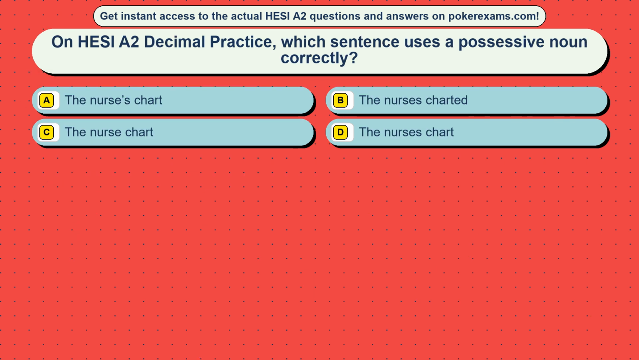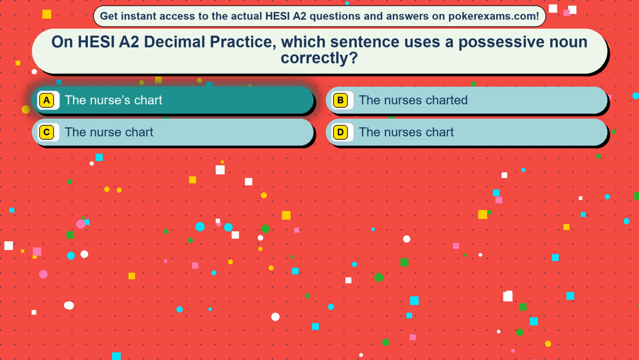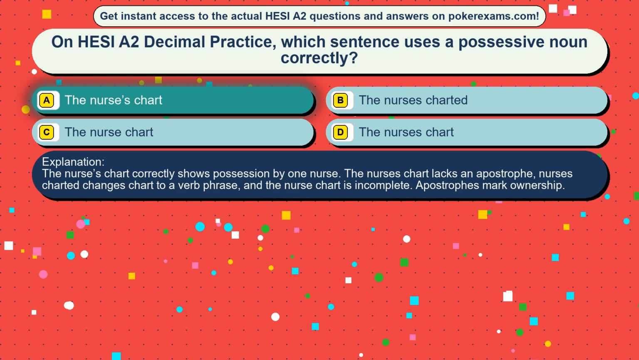Question 34. On HESI A2 decimal practice, which sentence uses a possessive noun correctly? Option A, the nurse is chart. Option B, the nurse is charted. Option C, the nurse chart. Option D, the nurse's chart. The correct answer is option A, the nurse's chart. The nurse's chart correctly shows possession by one nurse. The nurse is chart lacks an apostrophe. Nurse's charted changes chart to a verb phrase, and the nurse chart is incomplete. Apostrophes mark ownership.